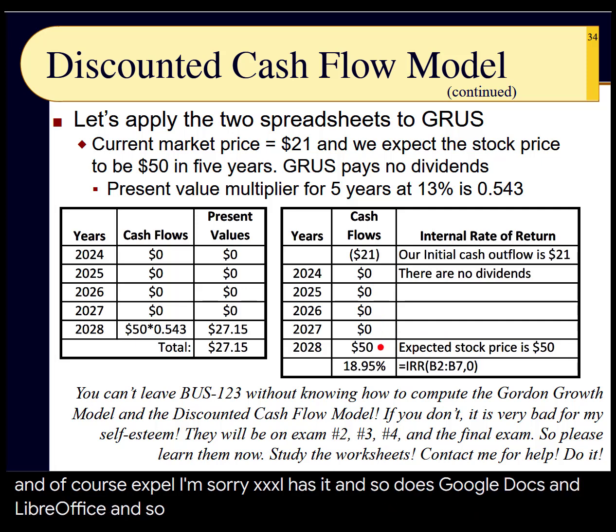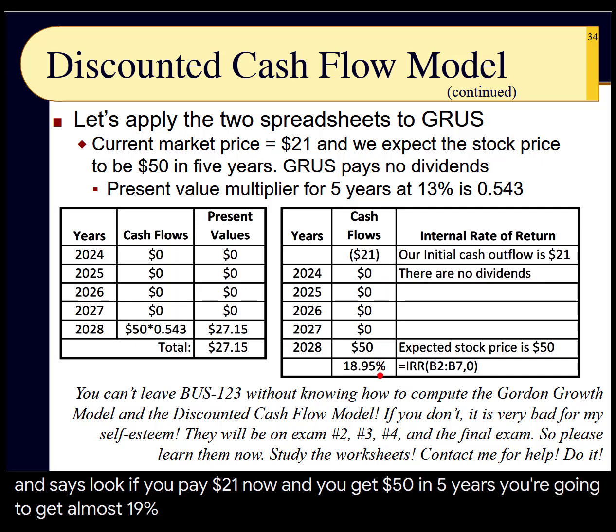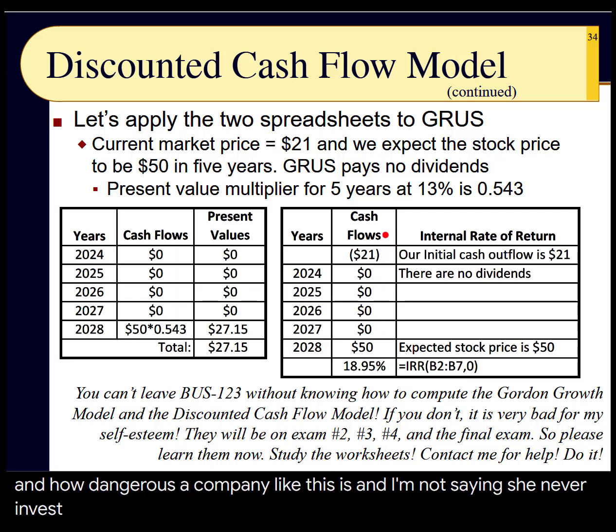So the internal rate of return calculation comes back and says, look, if you pay $21 now and you get $50 in 5 years, you're going to get almost 19%, 18.95%. Pretty darn good. But you see how speculative and how dangerous a company like this is? And I'm not saying you should never invest in them.